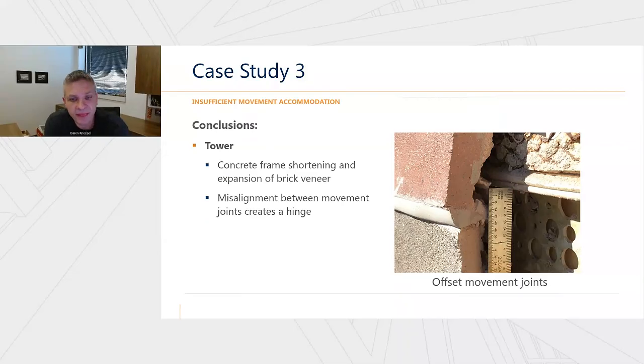At the tower, the mechanism was concrete frame shortening: the concrete frame shortens over time, the brick veneer expands, and that results in vertical compressive stresses within the veneer. And then on top of that, we noted that the movement joint at the backup did not align with the movement joint at the brick, so this creates a hinge at that location that's prone to buckling.